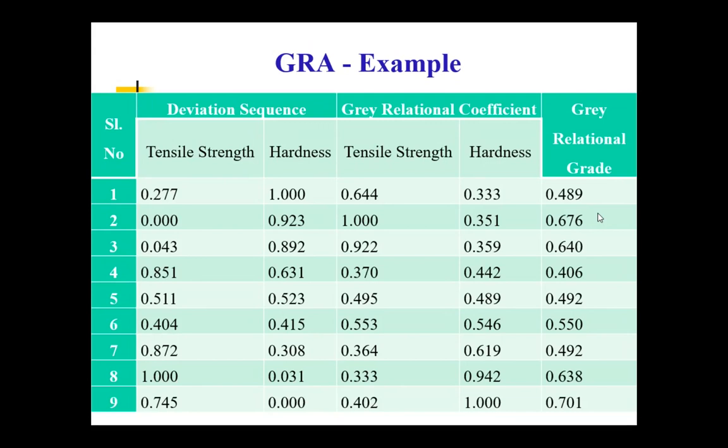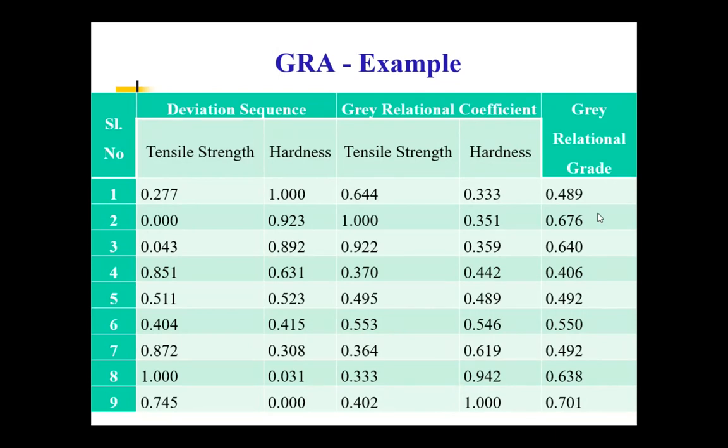Then the next step in the gray relational analysis is to determine the gray relational coefficient for individual quality characteristics. That is, for tensile strength I have to determine the gray relational coefficient, and for hardness I have to determine the gray relational coefficient, based on the formula: del min plus eta del max divided by del 0i plus eta del max. The del min is equal to 0 and del max is equal to 1. So in the first experiment, del min is 0 plus eta value 0.5 into del max 1, divided by del 0i. The del 0i here for tensile strength is 0.277 plus eta value of 0.5 into del max value of 1. This is for the first tensile strength.